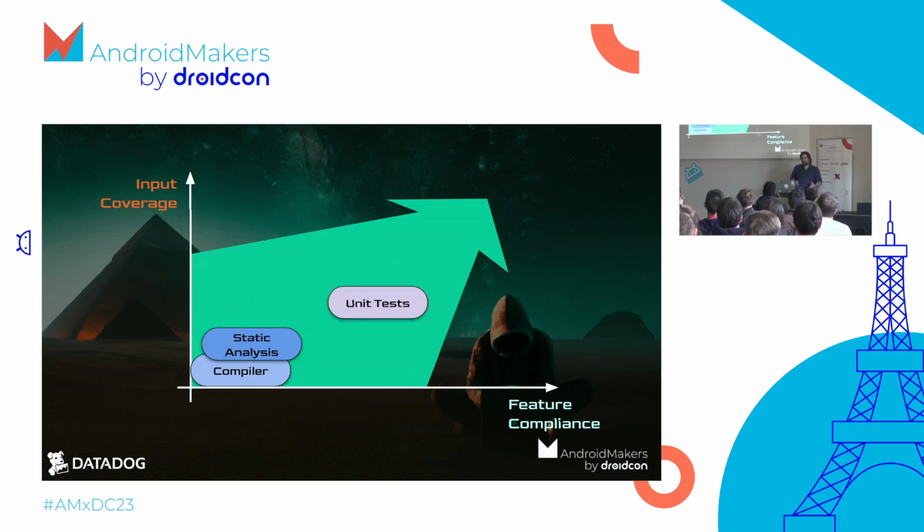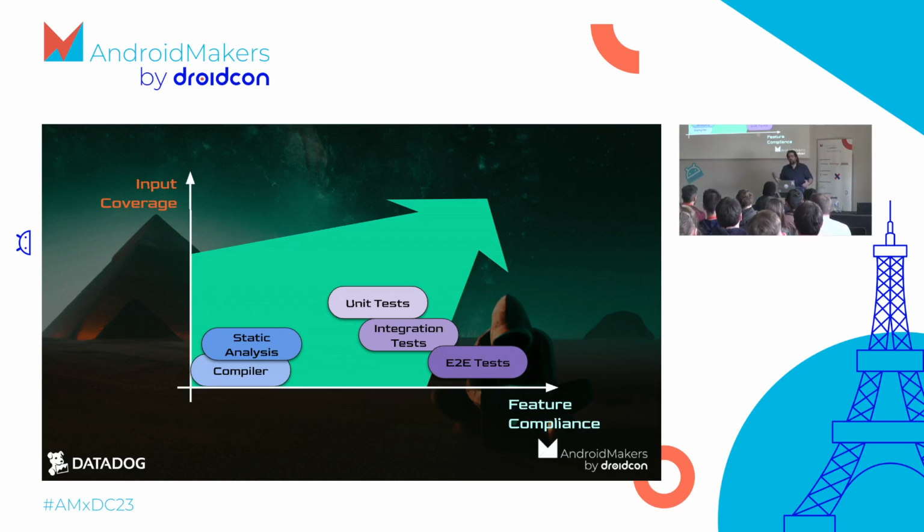And then you're going to have unit tests, where you're going to have more information about the input coverage or about the feature compliance. The integration tests and end-to-end tests are going to drive you even further towards the feature compliance. But like we said, end-to-end tests can be exhaustive.